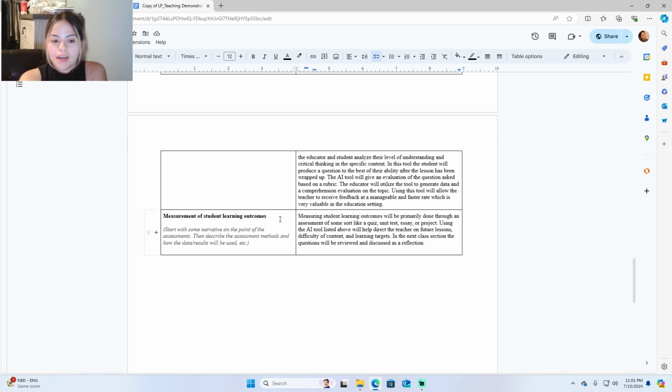Last but not least, in my lesson plan, I have measurement of student learning outcomes. These outcomes will primarily be done through an assessment of some sort, like a quiz, a test, an essay, a project. Using the AI tool that we just talked about, it'll help direct the teacher on future lessons, the difficulty of the content, learning targets, and much more.